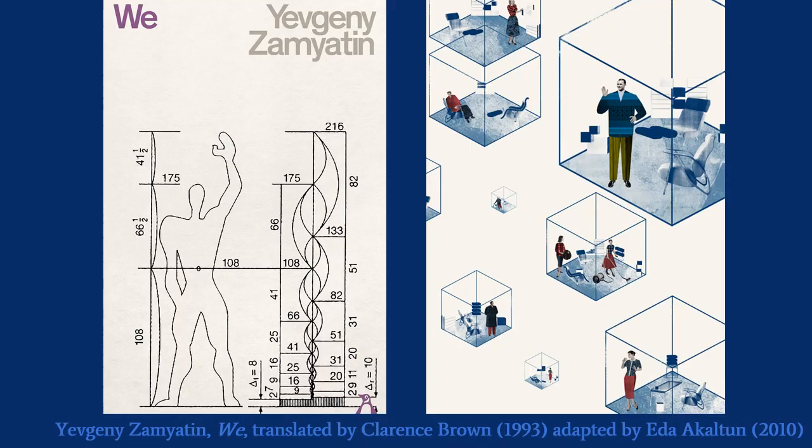I will be talking about Zamyatin's novel as it was translated by Clarence Brown in 1993. Unfortunately, I don't speak Russian, so all the quotations are from this English translation. And to illustrate it, I have used these series of images by the artist and illustrator Eda Akaltun, which I think really well capture the kind of strangeness of Zamyatin's imaginary glass city.